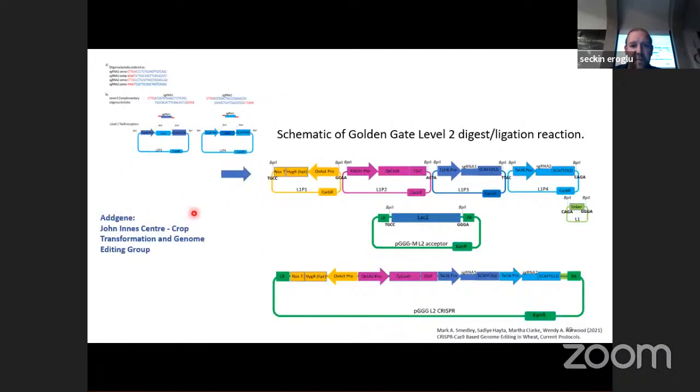Once your level 1s are made, you've got your guides, and then you need to put together your level 2 vector, or your binary vector, where the positions on these Golden Gate vectors run from the left border going across to the right border, which is position 7.